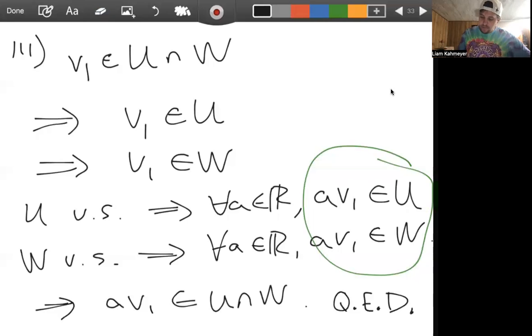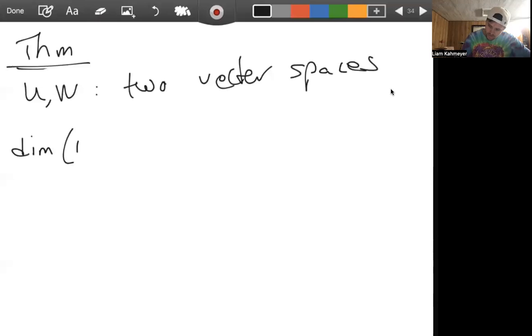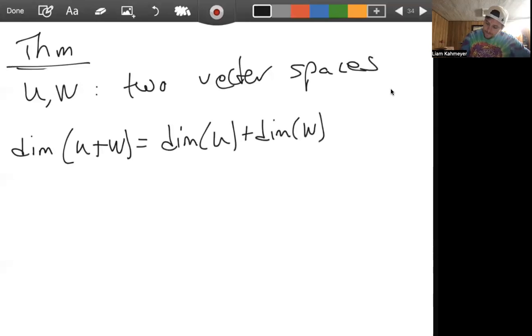Okay, and I want to wrap up the discussion of sums and intersections with the following theorem. Let U and W be two vector spaces. We have that the dimension of U plus W is equal to the dimension of U plus the dimension of W minus the dimension of their intersection. And you may ask, well, where does this term come from, right?